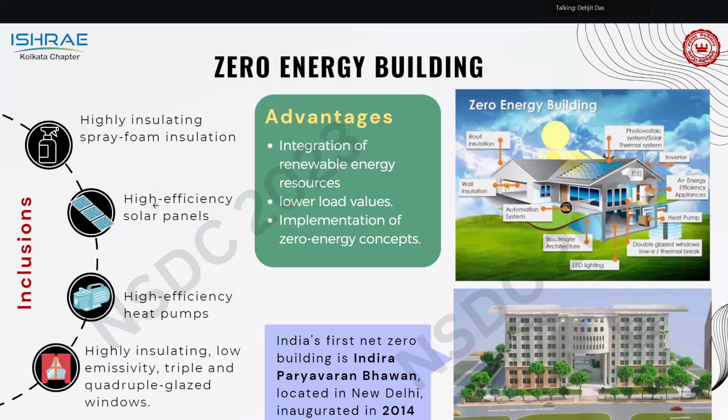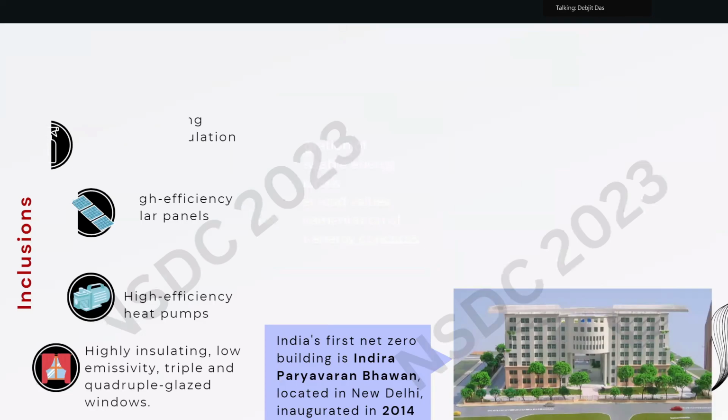And as we have already mentioned, this is not only about making them say that this can be done. We also had to prove that this has already been in function or something like that. So Indira Paryavaran Bhavan, that is located in New Delhi, inaugurated this zero energy building system that is already in function. So that shows the practicality of our innovations. Then moving on to the building management system.